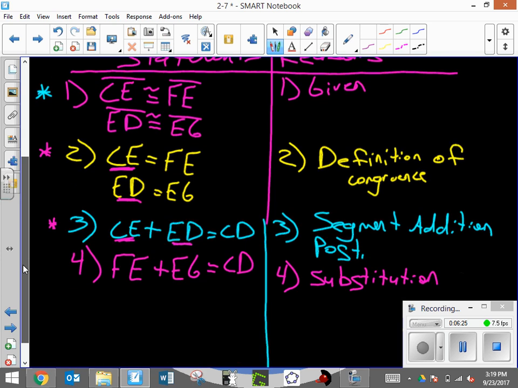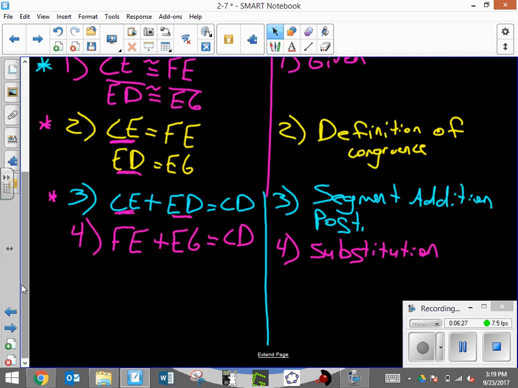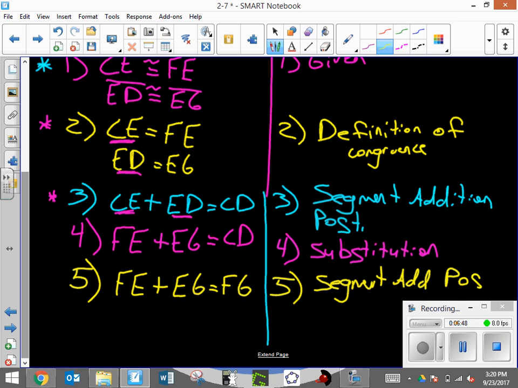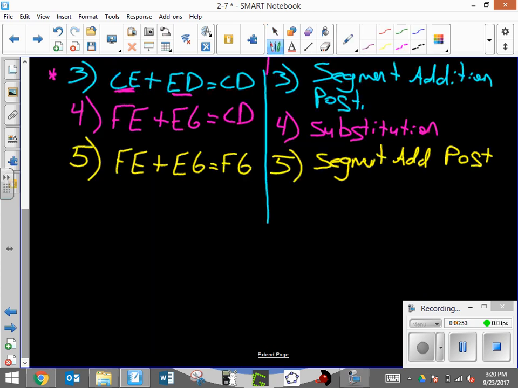We're going to put FE plus EG is going to equal FG. And again, that's the same reason as number 3 from above, the segment addition postulate. Okay? We'll go on to number 6. I don't need the picture to come up with number 6.